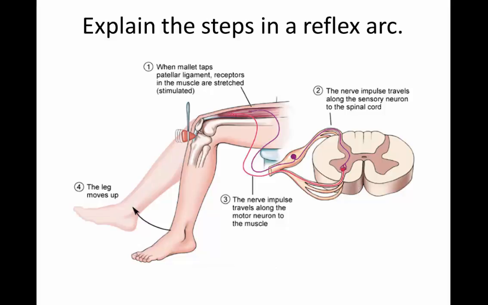The doctor taps the ligament. There are these stretch receptors that send signals up to your spinal cord, and then motor neurons bring signals out, causing your muscle to contract and your leg to move up. And so this is one way your doctor can actually test to make sure that your nerves are functioning properly and make sure the timing in terms of your reflex here is actually appropriate. So there's two examples of reflexes and looking at the steps of the reflex arc.